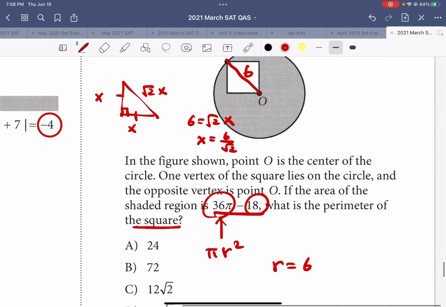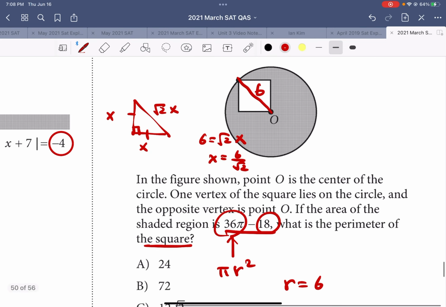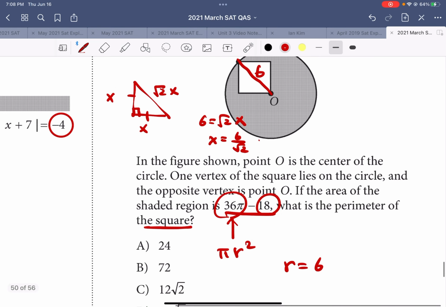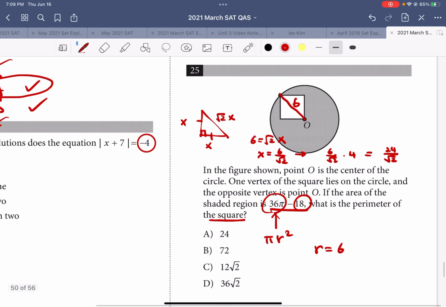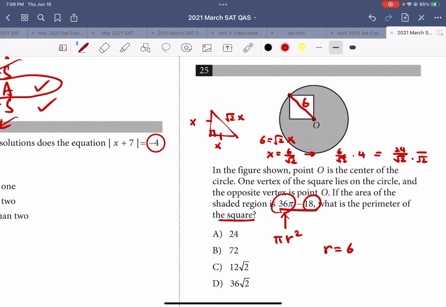Now they ask what is the perimeter of the square, right? So the perimeter of the square is 6 over root 2 times 4, because you have 4 sides all the way around. Then 24 over root 2. So what is the same as that? You can rationalize by multiplying root 2 top and bottom. So 24 root 2 over root 2 times root 2, which is 2. When you reduce by 2, 12 root 2 is the perimeter. So the answer has to be C.